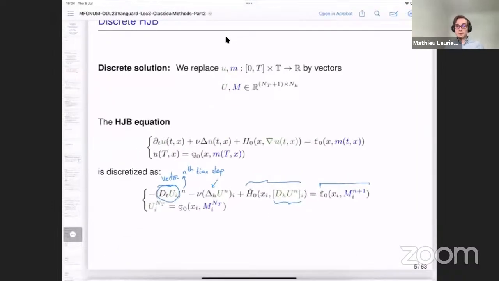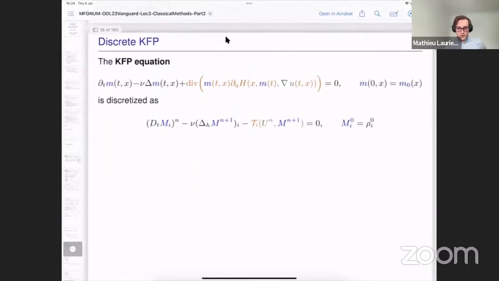Okay, so this is our discrete HJB equation, but you see that it involves the vector M. So I have to write the equation for M. How do we discretize the KFP equation? So we have this term in orange for the divergence. And this is the one that we are going to spend just a little bit of time to discretize properly. If you want more details, this is explained in the paper of Achdou and Capuzzo-Dolcetta, and follow-up papers with Fabio Camilli and co-authors. Just let me know if you want more details, but here I explain the main idea.